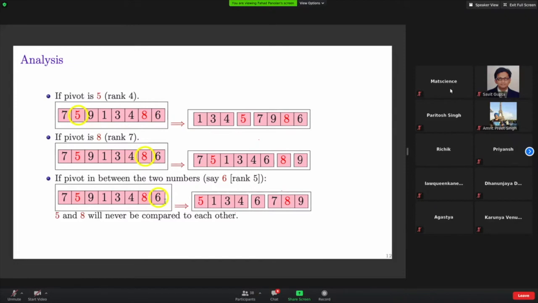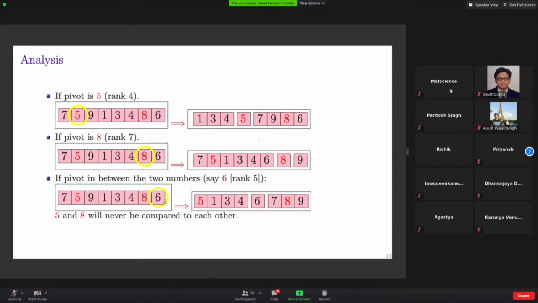And that is actually the same case when you choose 8, the rank 7 element, as the pivot. Then you compare 5 with 8, and then you make 3 subarrays: 8 is in the middle and 5 goes to the left, and they will no longer be compared. On the other hand, what happens if you choose 6 as the pivot element?